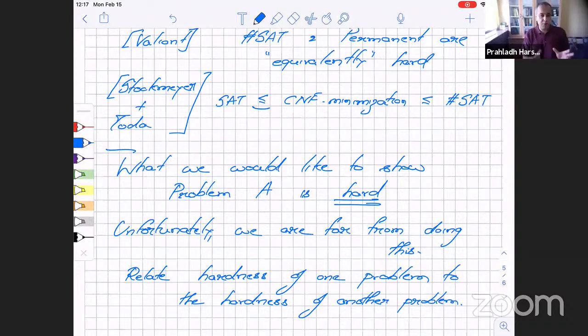We'll be doing the notion of this problem is as hard as this problem, this problem is as easy as this. We unfortunately do not know how to show a particular problem is hard. I would be delighted if we could show factoring is hard, or SAT is hard, or #SAT is hard. We won't be able to show that. We don't yet have the technology to show this.